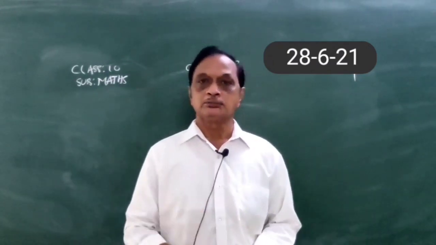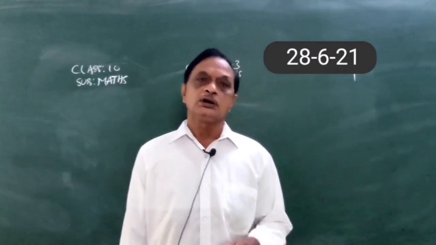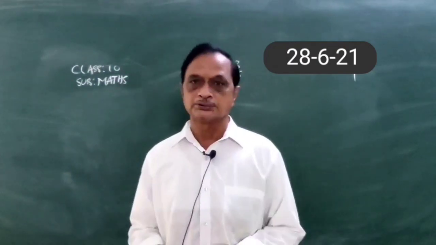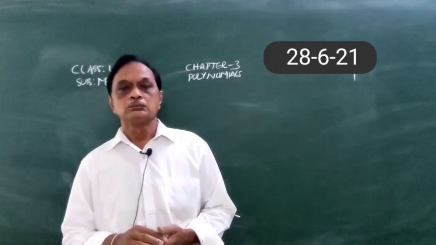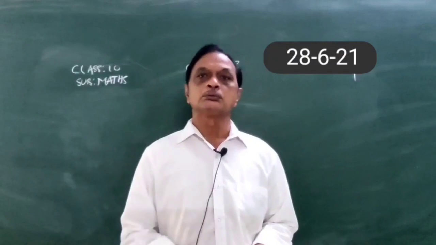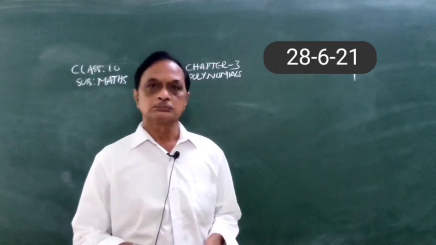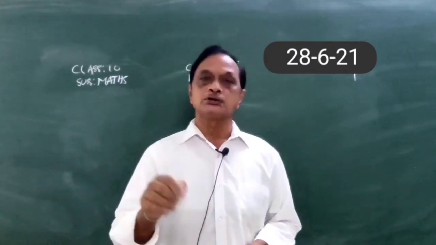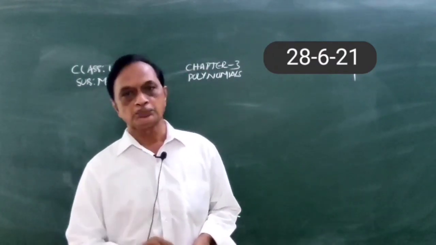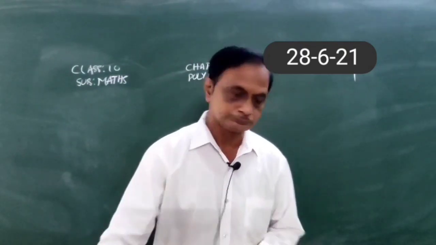So far we verified that the sum of the zeros is equal to minus of coefficient of x by coefficient of x square, and product of the zeros is equal to constant by coefficient of x square in so many situations. We verified there, but now we prove it. We derive a formula to find the sum of the zeros equal to minus of coefficient of x by coefficient of x square, and the product of the zeros equal to constant by coefficient of x square.